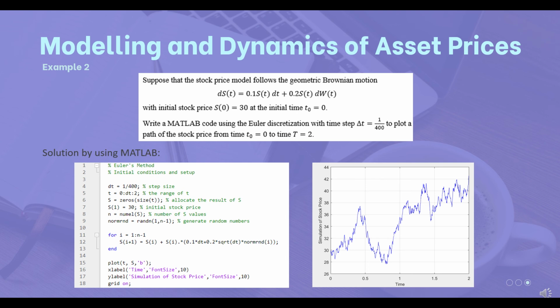Example 2 is also an example regarding the geometric Brownian motion. In this question, we are asked to plot a path of the stock price from time t0 equals 0 to time t equals 2, with the initial stock price S0 equal to 30, and with the step size delta t equal to 1/400. We are asked to solve this question using MATLAB, and this is the code that we use to solve the example given.